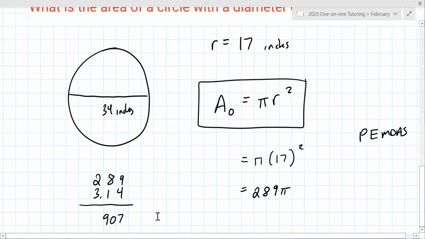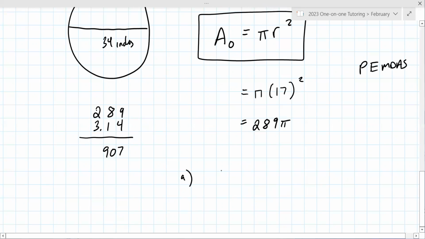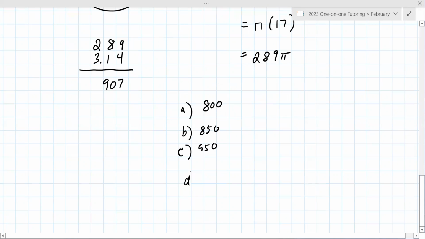This is where you may have to go to your teacher. Because when you look at the answers, if you use 3.14, your choice is closer. The options here, let's do them in increasing order: 800, 850, 950, and then 1,000. So your answer is closer to the one that you chose. So I would argue that you're correct.